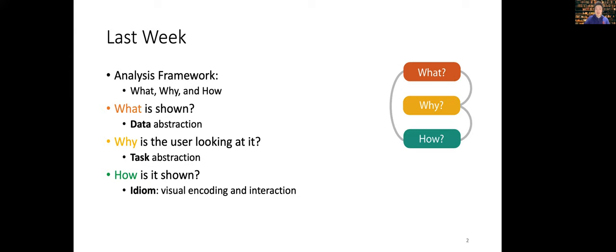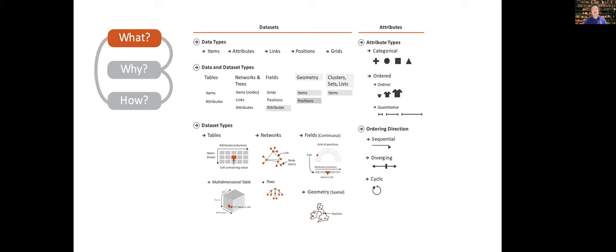Okay, and just very quickly, we've seen this picture a few times by now. This is the what picture, and it shows the different data types, data set types, and then different attribute types. We're going to use these different terms throughout the module, and hopefully it's starting to make sense to you now. For example, what is item and attribute?